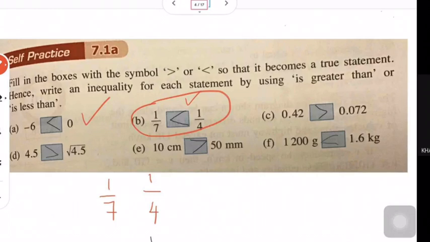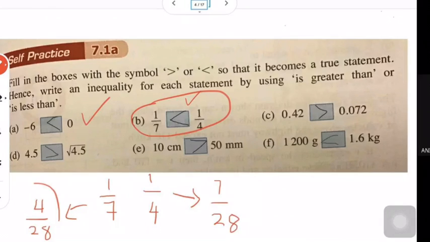So yang ni berapa? This one is 4/28 and this one is 7/28. Okay, obviously 4/28 is lesser than 7/28. So 1/7 is less than 1/4. Okay. And B, yeah, obviously we can see that 0.42 is greater than 0.72. Yes, correct.